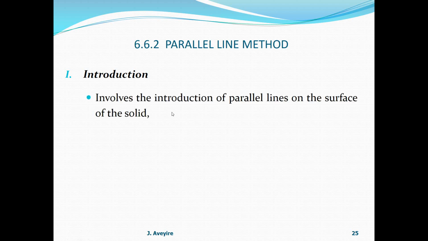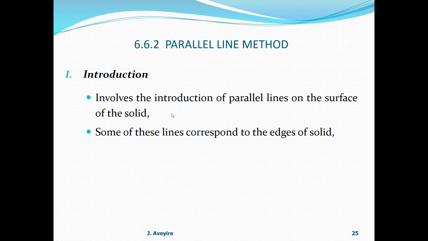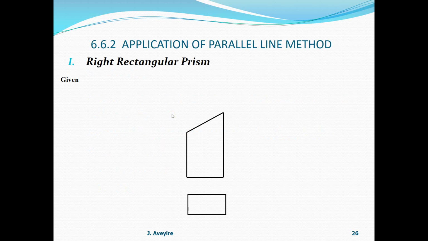It involves the introduction of power lines on the surface of the solid. Some of these lines correspond to the edges of the solid. It is applied to prisms and also to cylinders. Applications of the power line method.